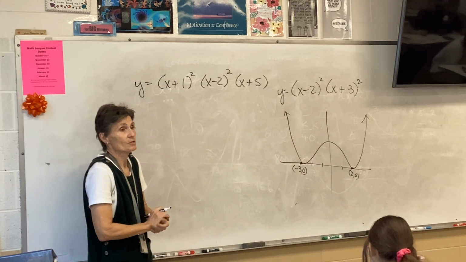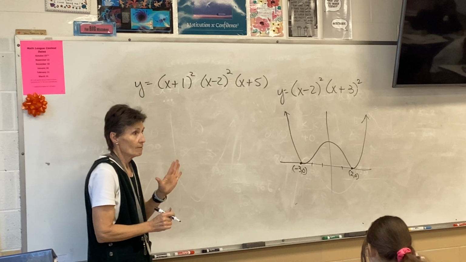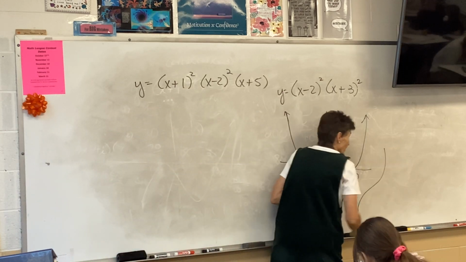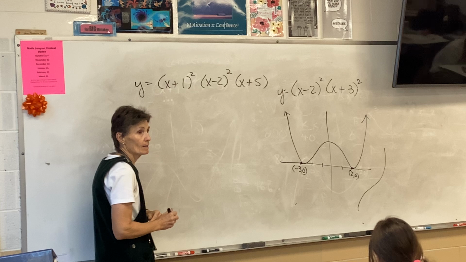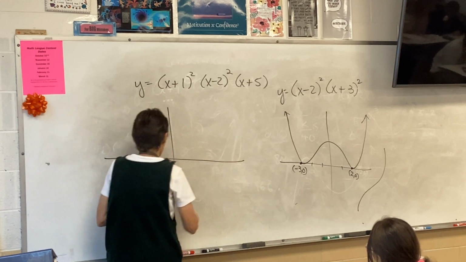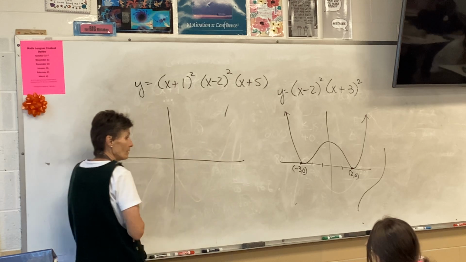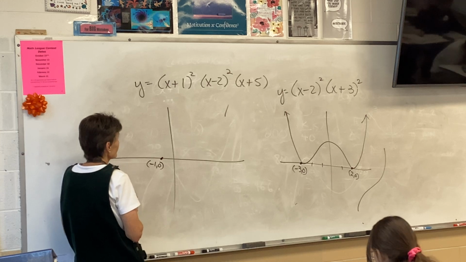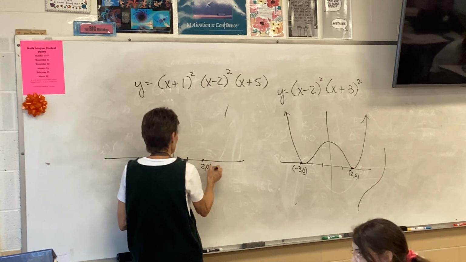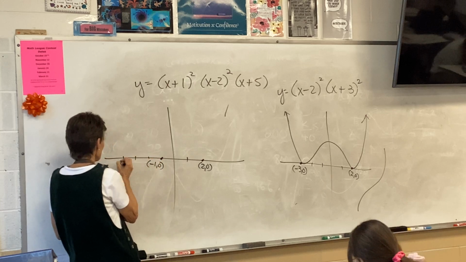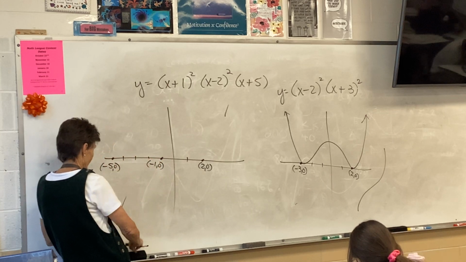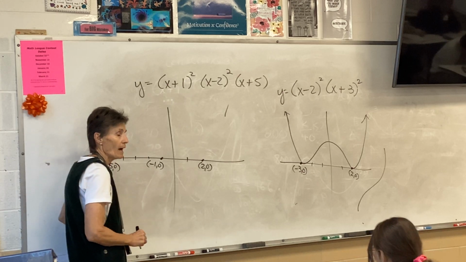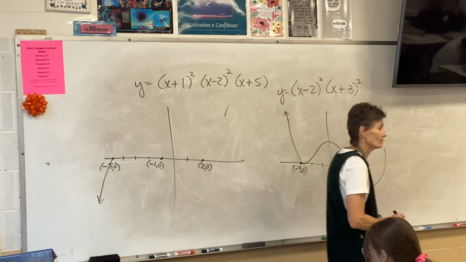How many X's do I have? 5. 5 is odd. Odds act like this, right? That's odds. So I know I'm starting down here and ending up here. I have an intercept at -1, an intercept at 2, and an intercept at -5. So I know I'm starting down here. How do I know I'm starting down there?